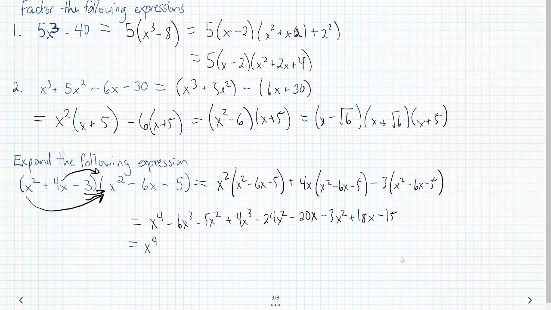So this makes x to the 4th, there's only one of those. So you have a negative 6x cubed, a plus 4x cubed, and that's it for the x cubed. So that should make negative 2x cubed. Now for the squares, we'll have a negative 5x squared and a negative 24x squared and a negative 3x squared. So that makes negative, negative, negative. That's going to be negative 8x squared plus another negative 24x squared makes negative 32x squared.